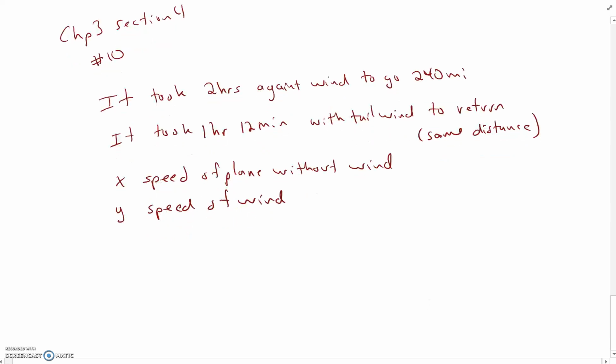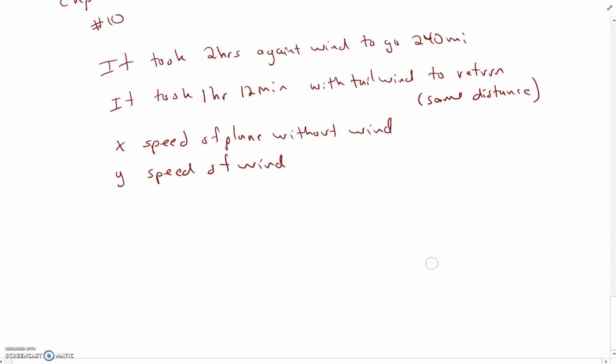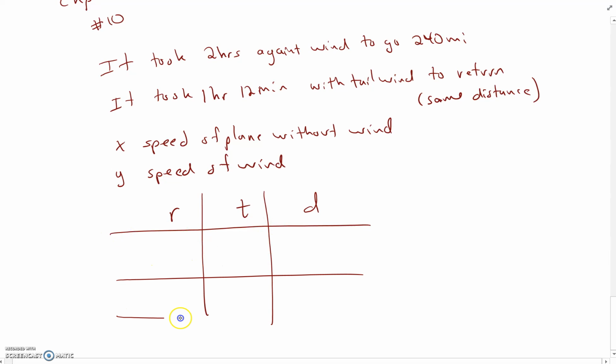So I'm going to set this one up like I did number 9, which I also have a video for. Uploaded it on the course website, chapter 3, under videos. So I like this setup here. So we'll go with the wind or against the wind, because it doesn't really matter which one's which. Against and with the wind on both cases here. Okay. So against. Let's do the first one.